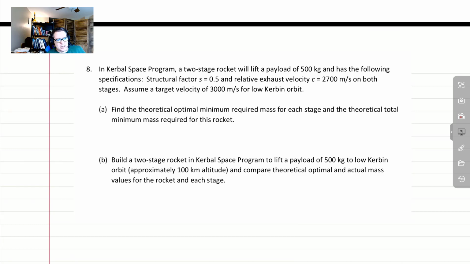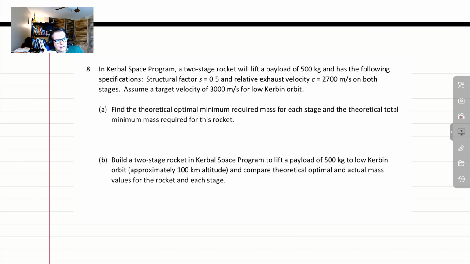But let's just finish off with one last example that we can illustrate in Kerbal Space Program: a two-stage rocket that's going to lift 500 kilograms and has the following specifications. Let's take structural factor to be 0.5. In experimenting in Kerbal, I found that the structural factors are significantly higher in that simulation than in real life. So we'll take a 0.5 structural factor for each stage, and relative exhaust velocities, let's call it 2,700 meters per second on both stages.